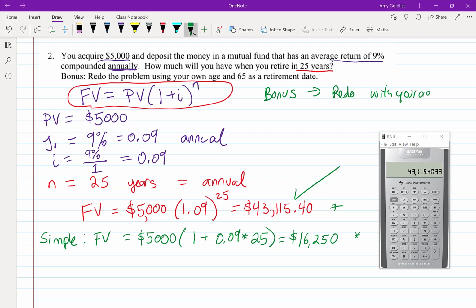To practice this, I'm going to give you a nice little bonus. Redo with your age, so that's 65 or whatever retirement date you want, minus your age, and I'm going to say let's use J1 equals 6%. That's a more conservative estimate of how you can do in the market over the long term.